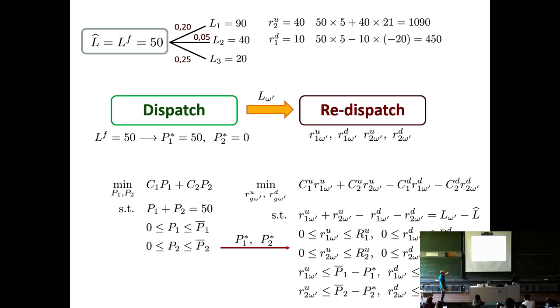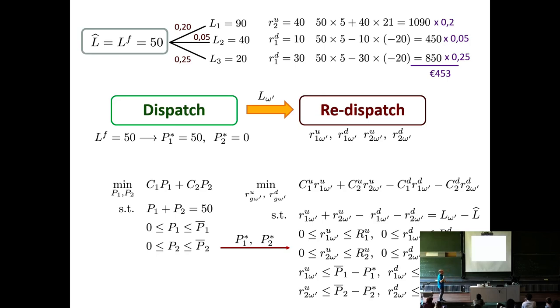We do the same for realization 40. In this case, we need to resort to downward regulation. Since the only unit dispatched in the forward stage is the inflexible unit, the downward regulation is very costly. It's minus 20, and minus multiplied by minus 20 is something positive. Then we do the same for the first demand. So these are the costs per realization. We multiply by the probabilities of occurrence and take the average, and the expected cost is 453.